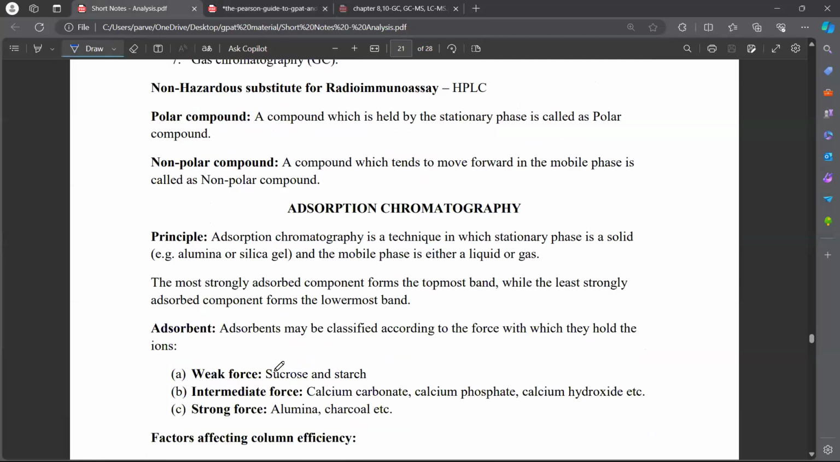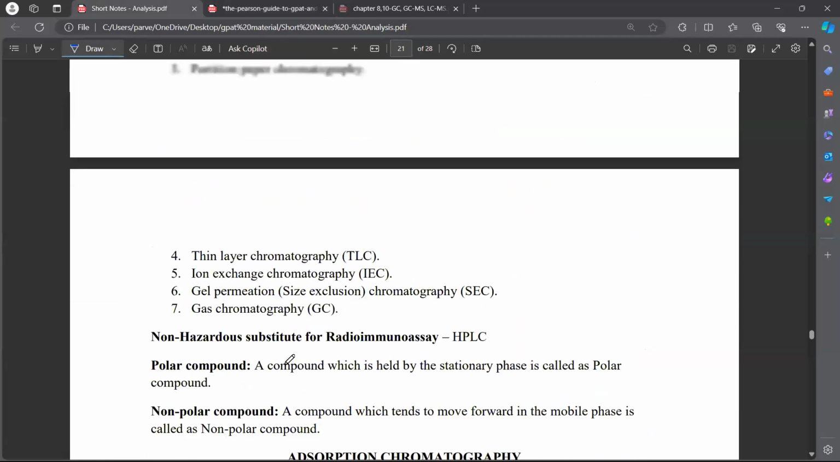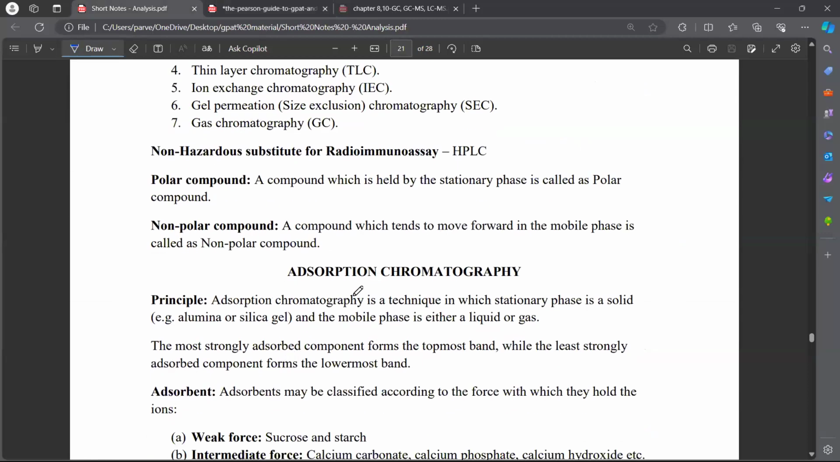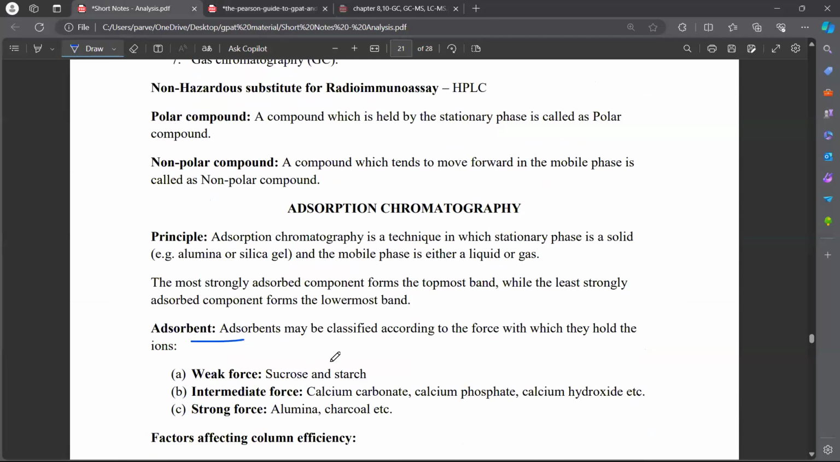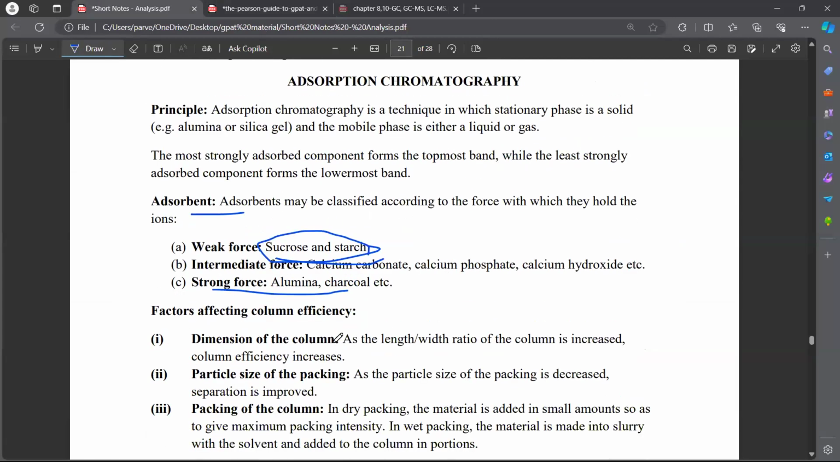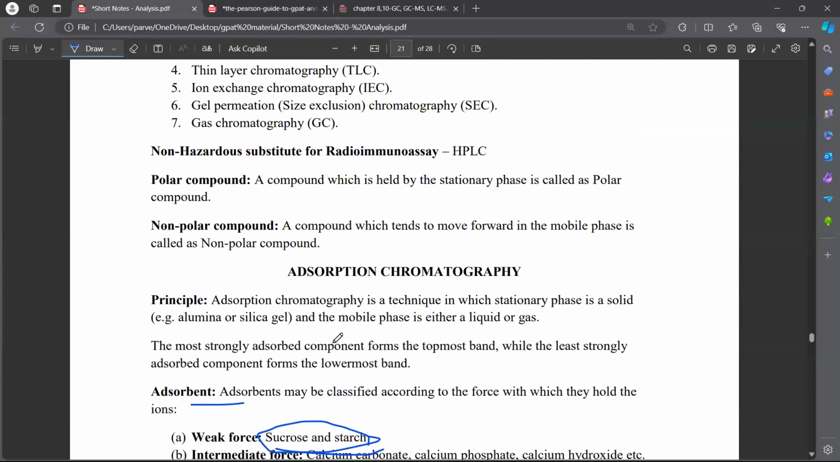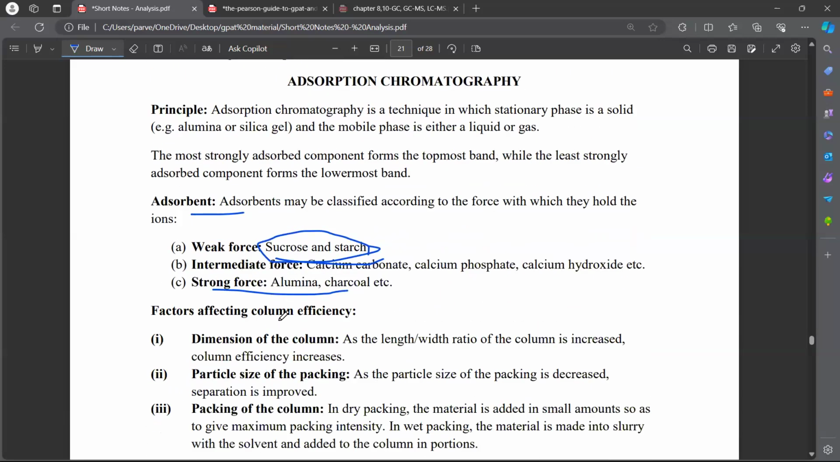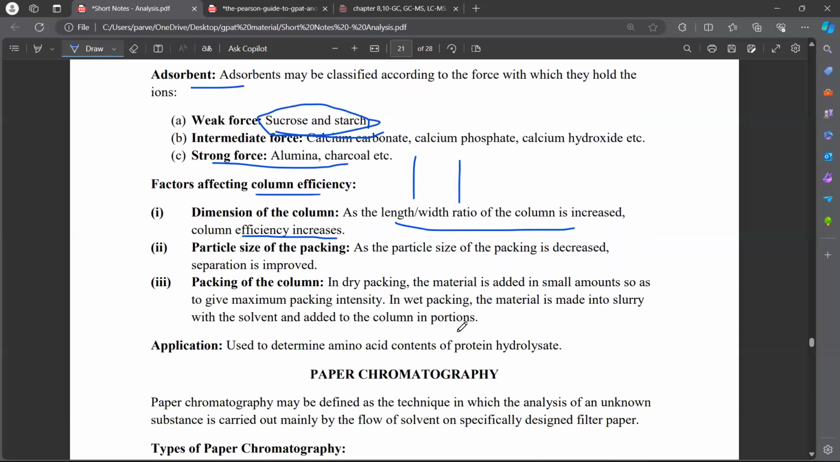As I mentioned earlier about the adsorption chromatography, where I have mentioned the adsorption principle, the adsorbents with strong force and weak force. Generally, sucrose and starch have weak binding, weak adsorption, while aluminum and charcoal have strong binding. So basically, the column chromatography has the principle of adsorption, and the factors which affect the column efficiency are the different lengths of the column. As the length to width ratio of the column is increased, the column efficiency increases because the number of theoretical plates in the column increases.